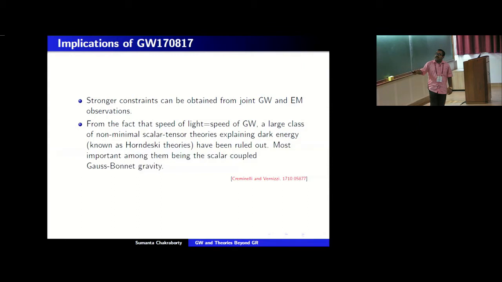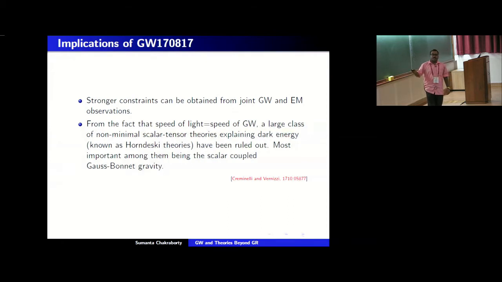And for example, one of the most important alternative theories which has been used for a long time would be the scalar coupled Gauss-Bonnet gravity. So it turns out that on the cosmological scale, the scalar coupled Gauss-Bonnet gravity can actually be written in terms of a Horndeski model. As a consequence, they are ruled out, at least as a dark energy candidate.